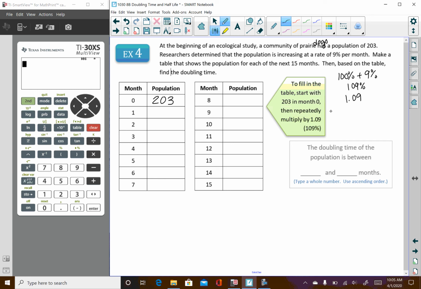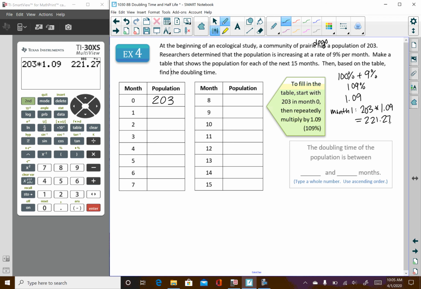So at month 1, it's 203 multiplied by 1.09. And in my calculator, I can get that value, 221.27.